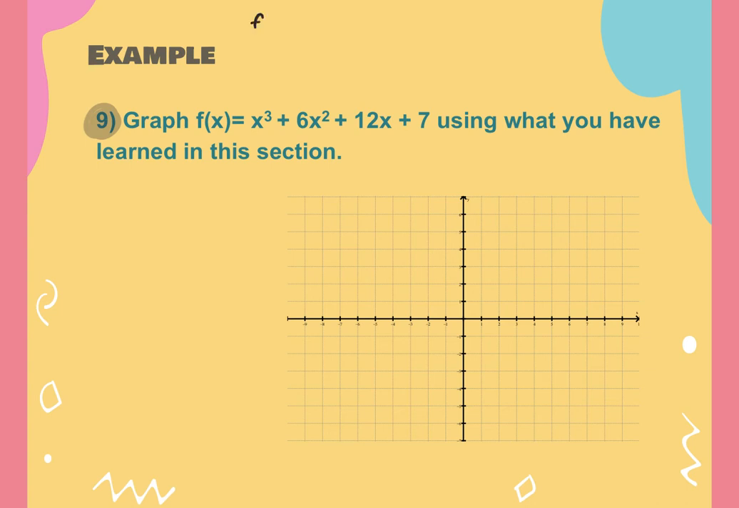Falls left, rises right. The y-intercept is 0, 7. Is it factorable? No. So how am I going to find the roots? Possibles. So my possibles are plus and minus 1 and 7.